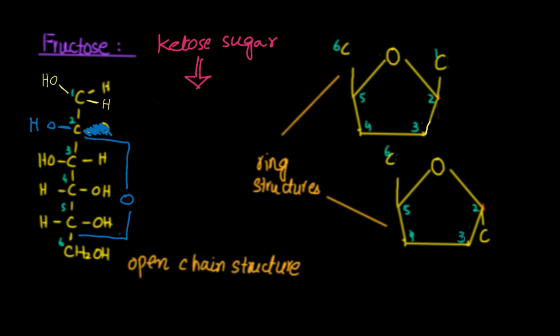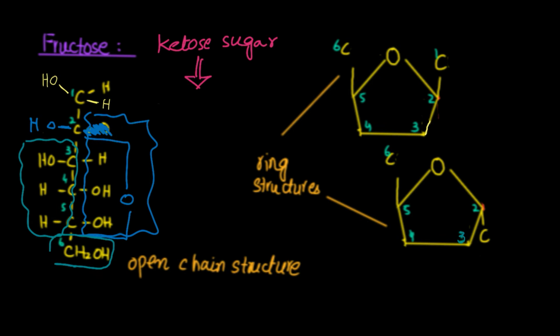Now let's make the ring structure from this. We remember the rules for the ring structure. Everything to the right goes below, and everything to the left goes above. However, there are exceptions. Carbon number 6 is always above.